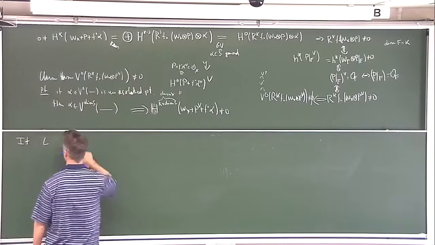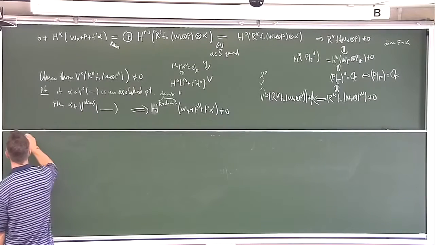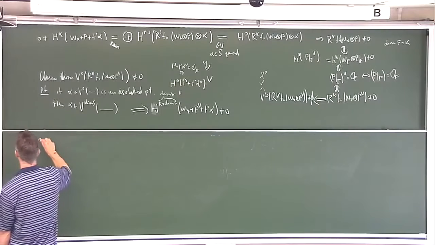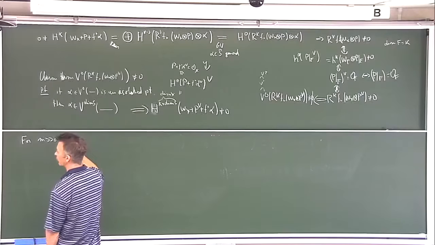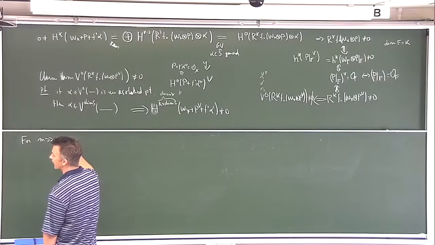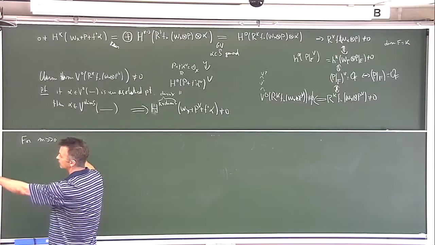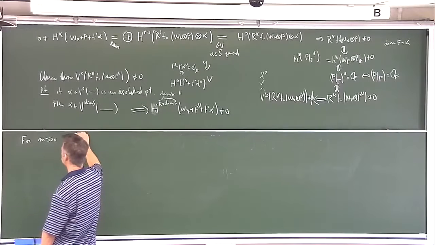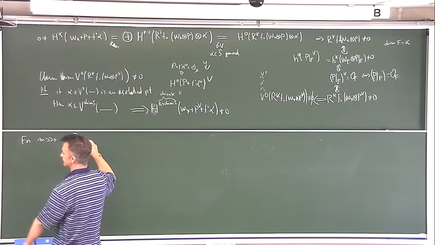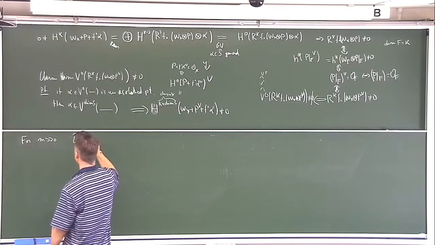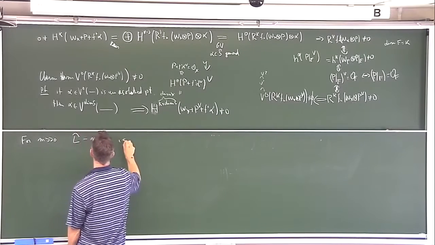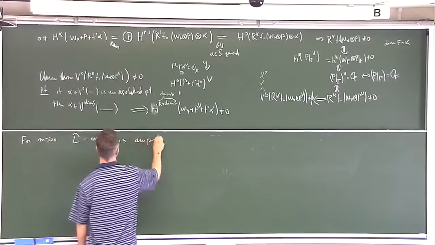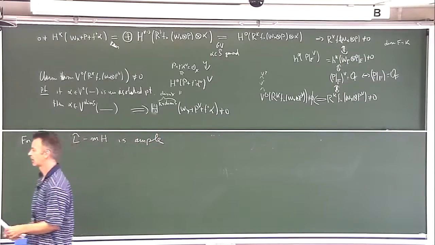Let me just say it's another computation. Let's say for M sufficiently big, we fix L, we will have that L hat, the pullback of L to X hat, minus MH is ample.